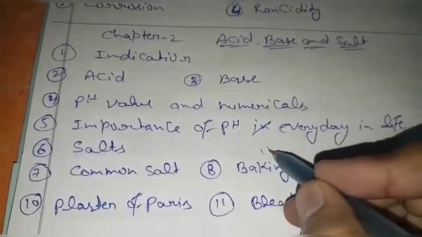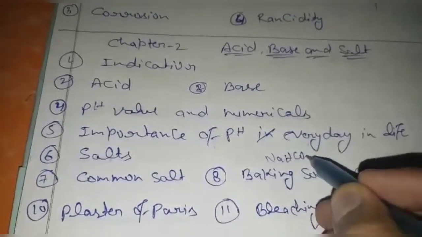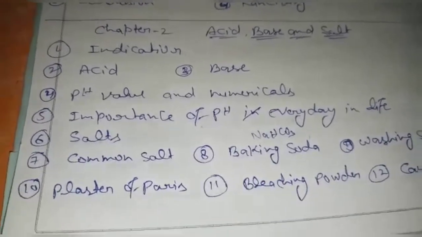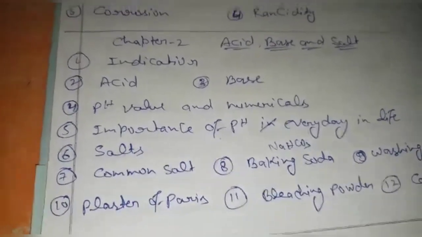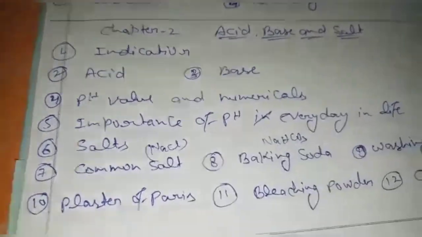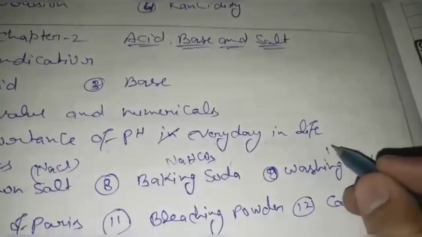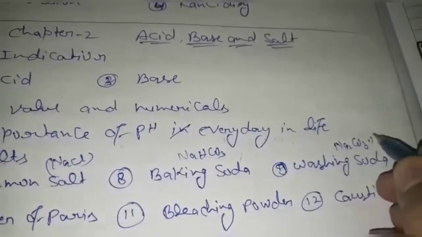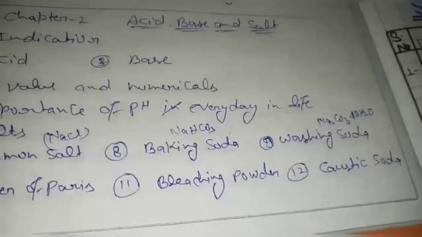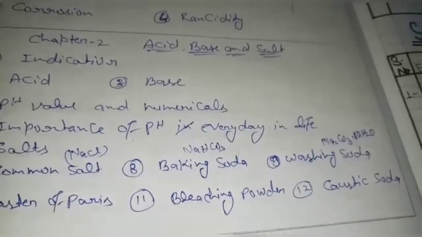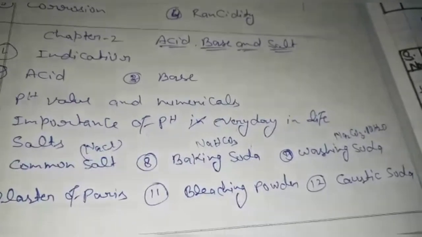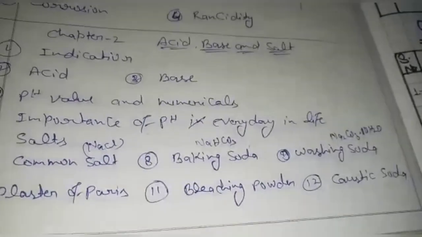This is NaHCO3 and the chemical name is sodium hydrogen carbonate or sodium bicarbonate. Formula of common salt is NaCl, sodium chloride. Formula of washing soda is Na2CO3.10H2O. Okay, sodium carbonate decahydrate. You have to learn these salts with their preparation method, their properties, and their uses also.